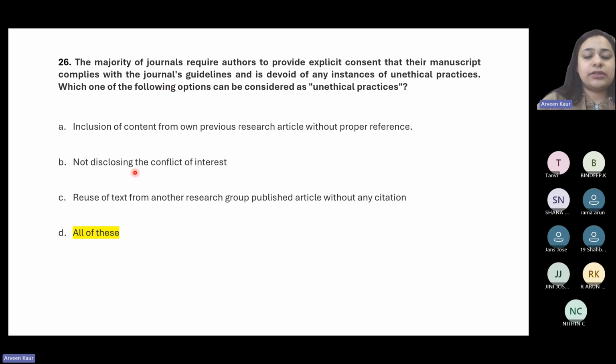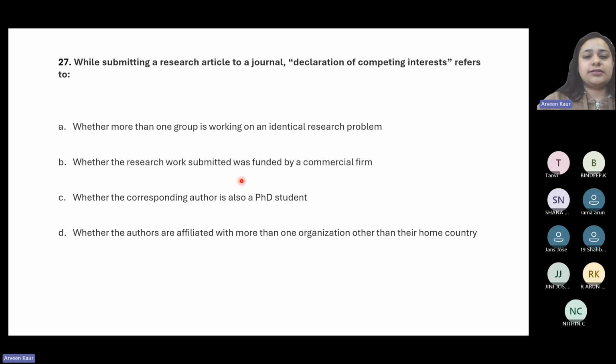Not disclosing the conflict of interest is unethical. Yes, if for instance I'm working on a drug and I have also filed a patent for that particular drug, right? I need to disclose that when I am writing a paper for it, right? Then reuse of text from another research group published article without any citation, that is like point 101. What is ethics? That whenever you are taking a reference from some other paper, you need to cite it, right? So all of these is the correct answer here.